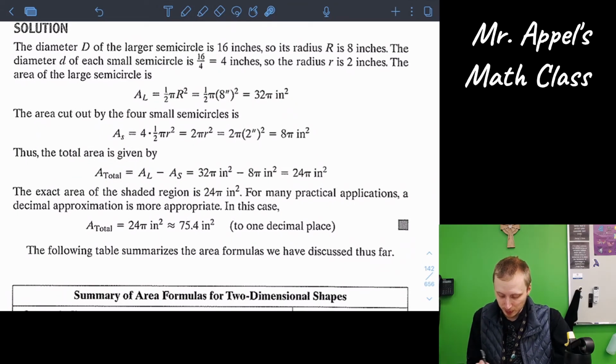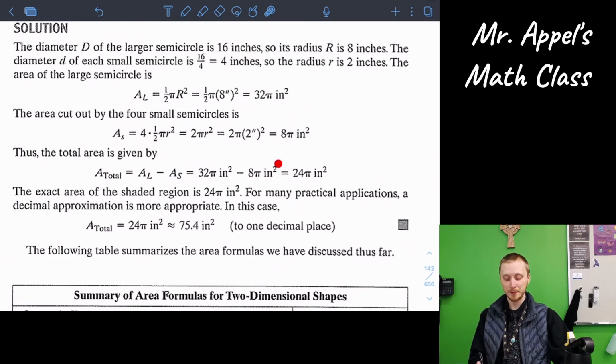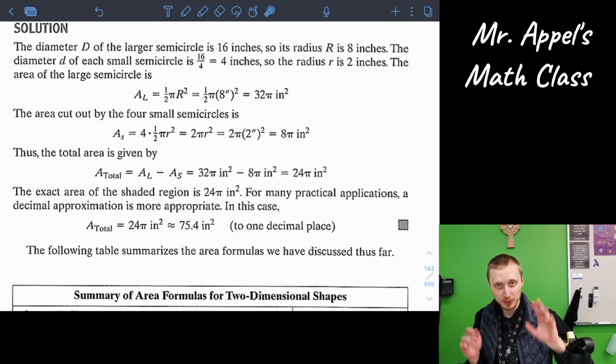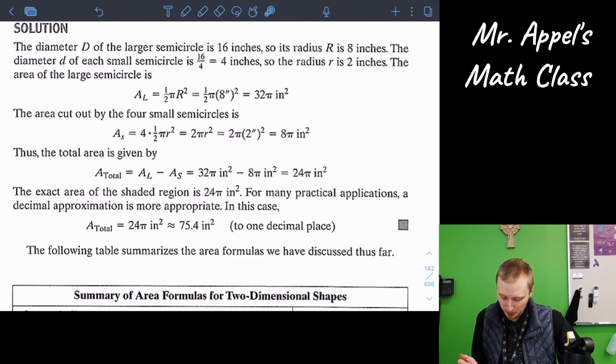So large minus small is 32 pi inches squared minus 8 pi inches squared. We've got matching units, and in terms of pi, you can kind of treat pi as a variable here. So it's 32 of them minus 8 of them, which leaves 24 pi inches squared. The exact area of the shaded region is 24 pi inches squared.